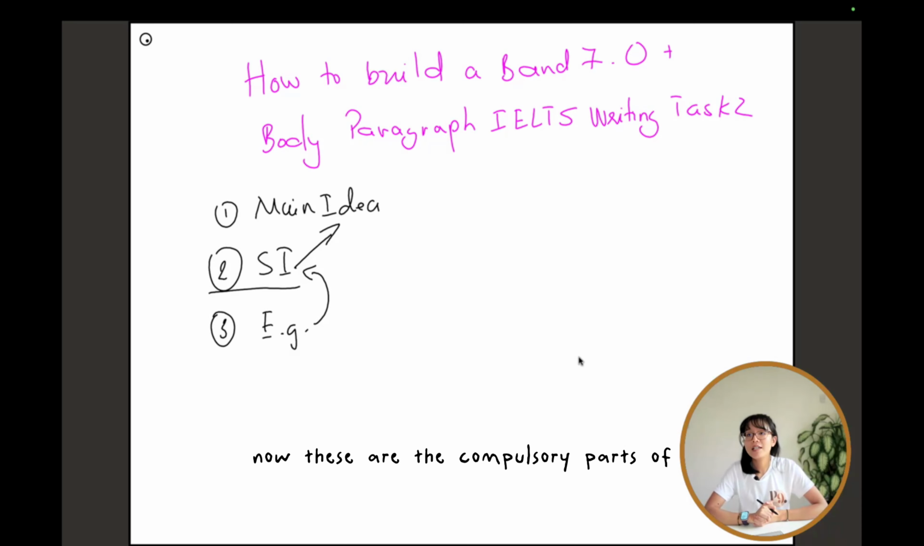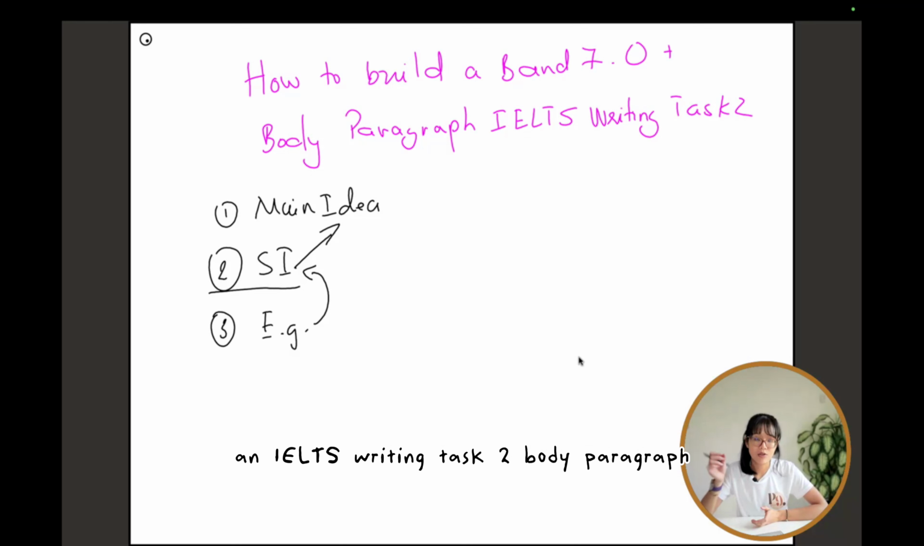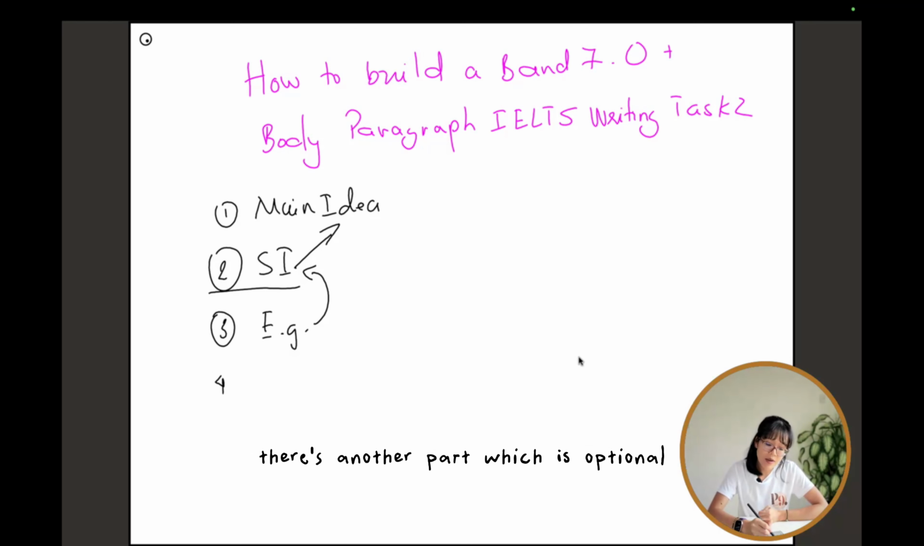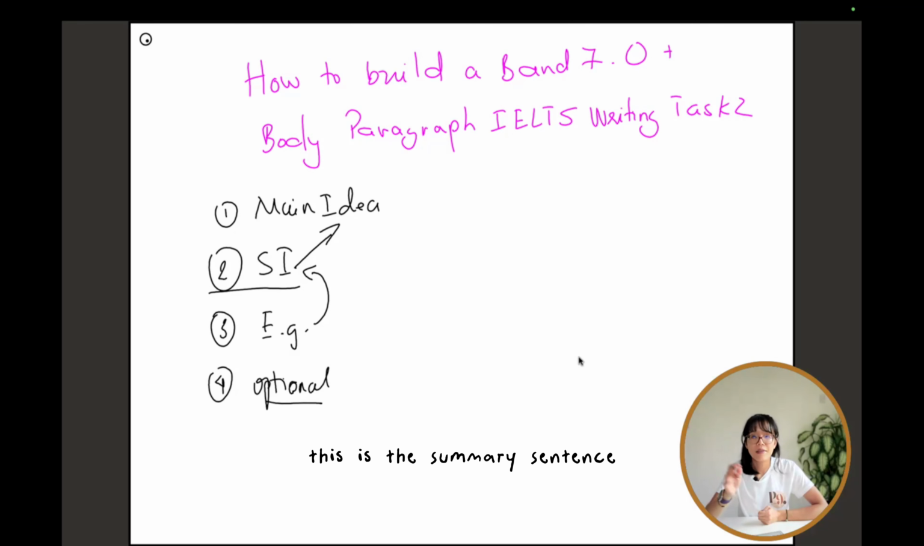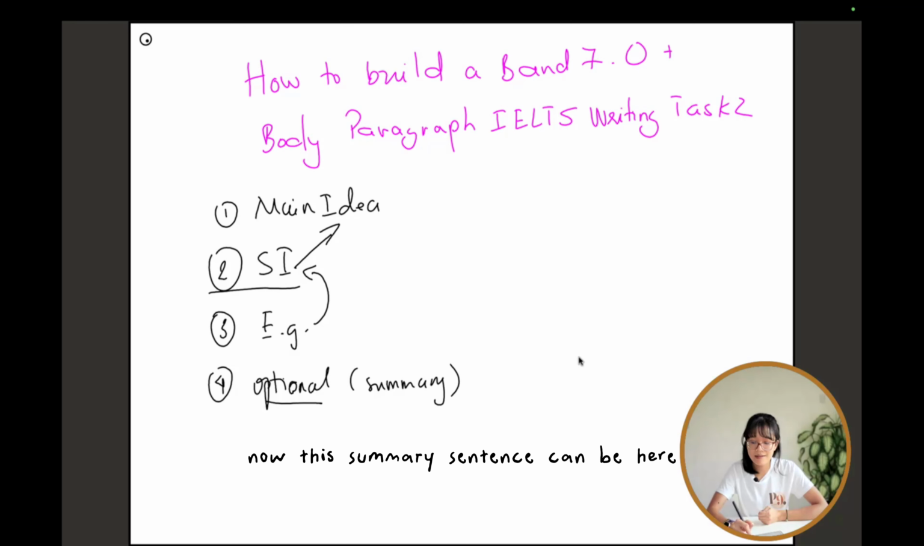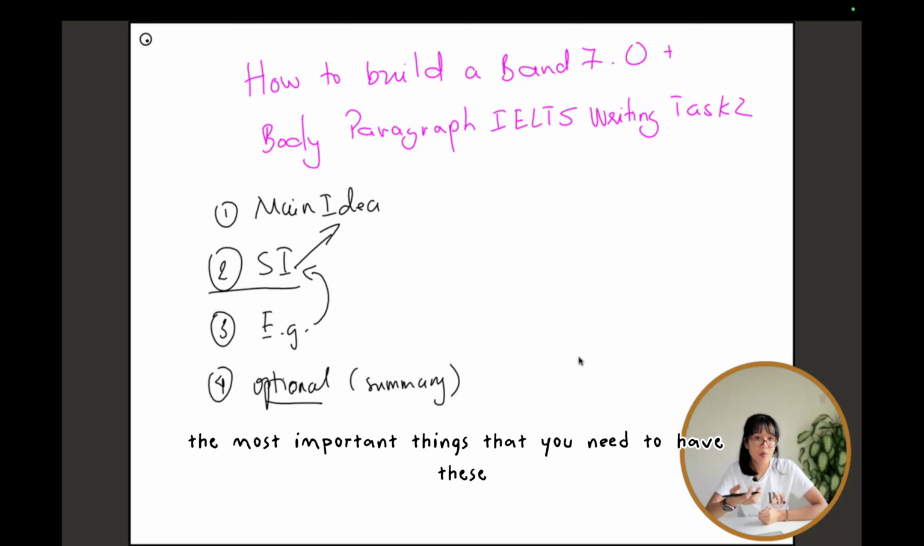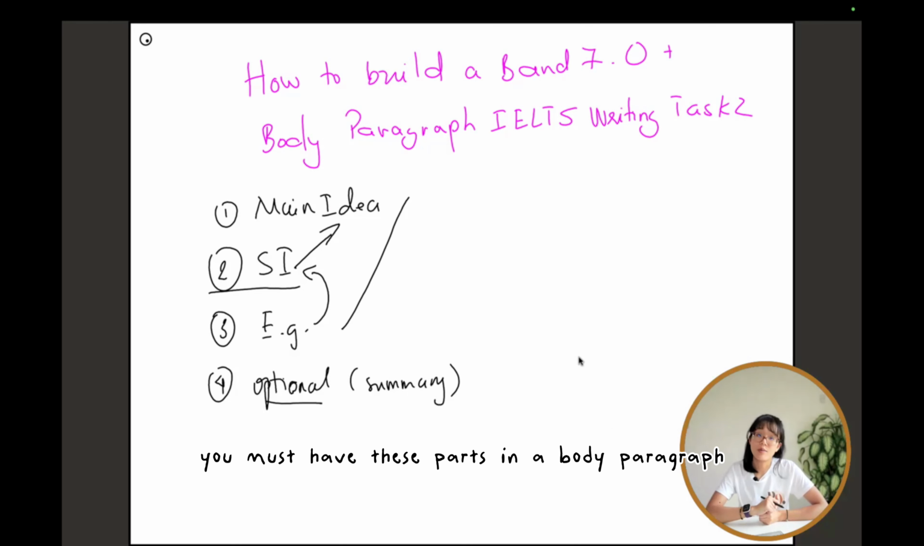Now, these are the compulsory parts of an IELTS Writing Task 2 body paragraph. There's another part which is optional in this case. I write it over here, it is optional. This is the summary sentence. Now, this summary sentence can be here, or if you cannot write it, you don't want to write it, it's fine. The most important things that you need to have, these, okay, 1, 2, 3. You must have these parts in a body paragraph.